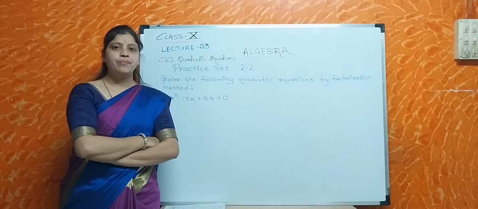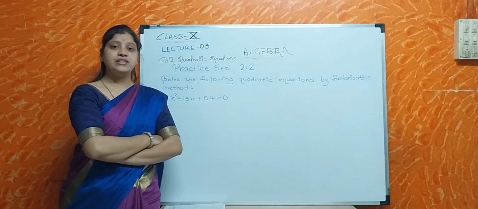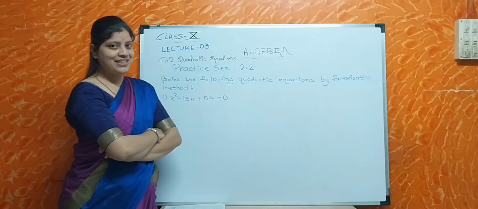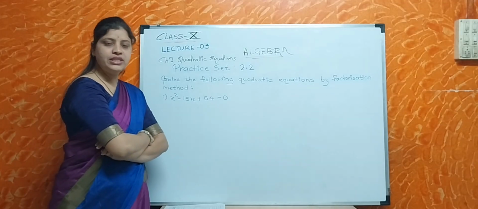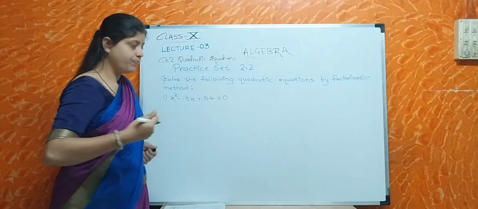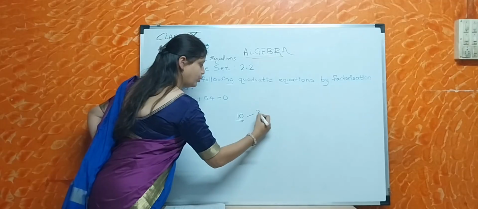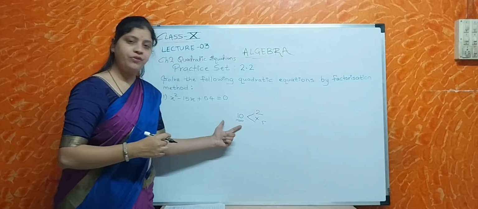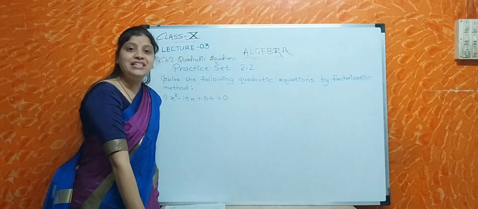We have completed practice set 2.1 of chapter 2, that is quadratic equations of algebra. Now today we will start practice set 2.2. Here we have to learn a new method to solve the equation, that is the factorization method. Now what do you mean by factors? Suppose 10. So 2 into 5 we get the answer 10. So factors of 10 are 2 and 5. Now today we have to learn the factorization method.